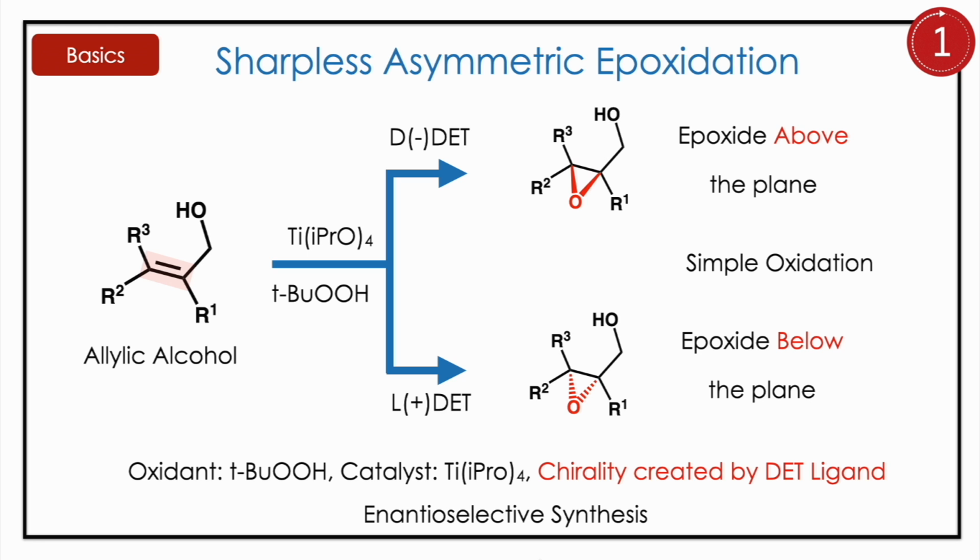You are using titanium isopropoxide and peroxide. Then you have control over the reaction through DET, plus DET and minus DET. That will decide below or above the plane reaction. It is the enantioselective synthesis, very important because of its stereochemical nature.